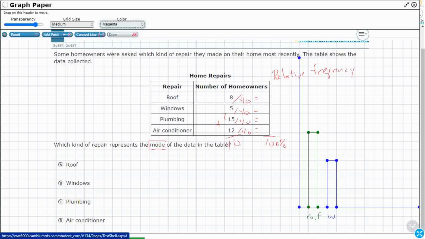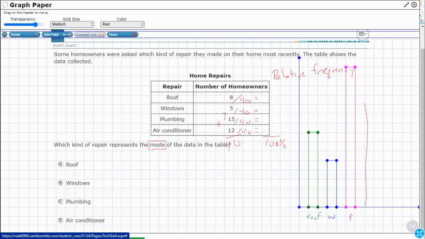Now we've got our plumbing. Right, so I'm going to go up here. That's my 8, 9, 10, 11, 12, 13, 14, 15. Let's put a P right there. And then we will do air conditioner, we'll go 12. So, oops, you know what? I did the wrong one, but that's okay. We'll do that right there.